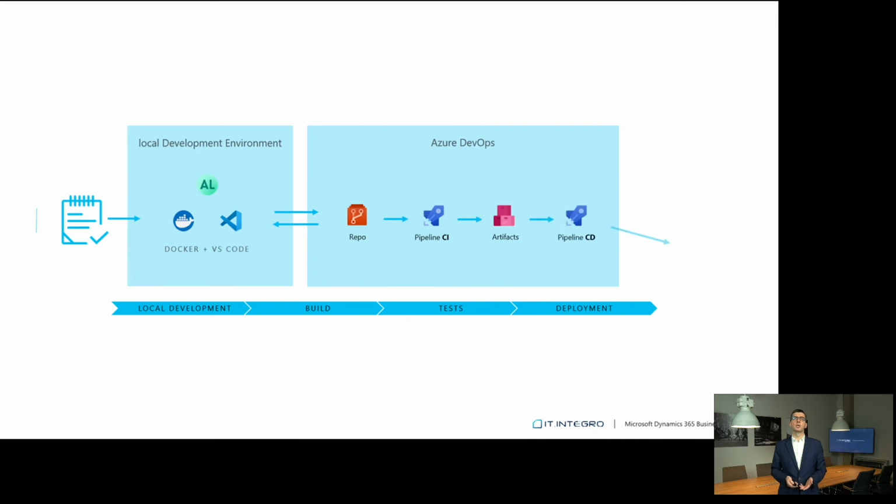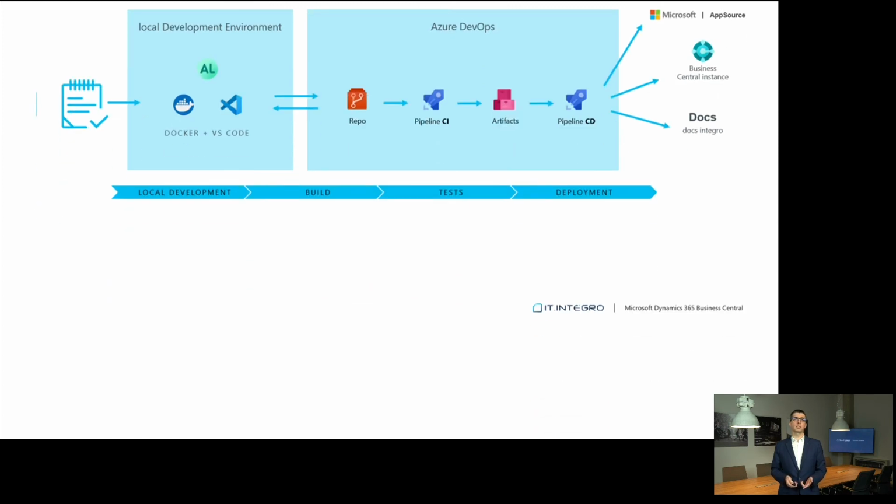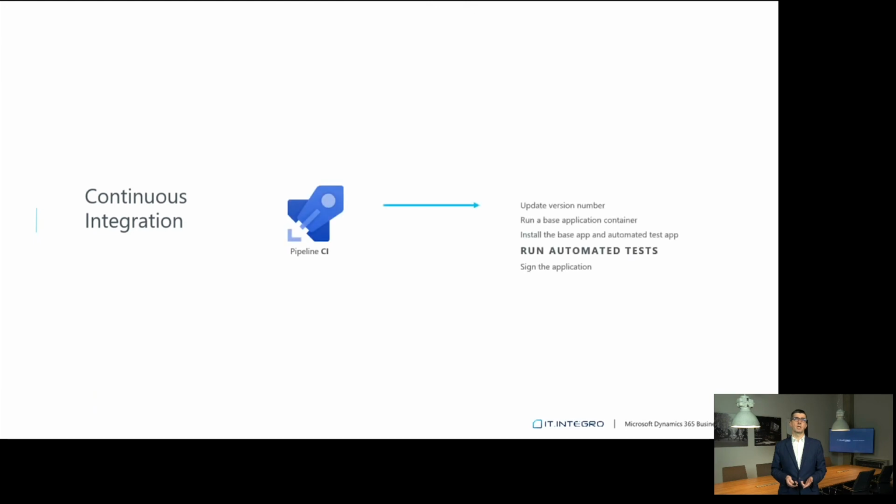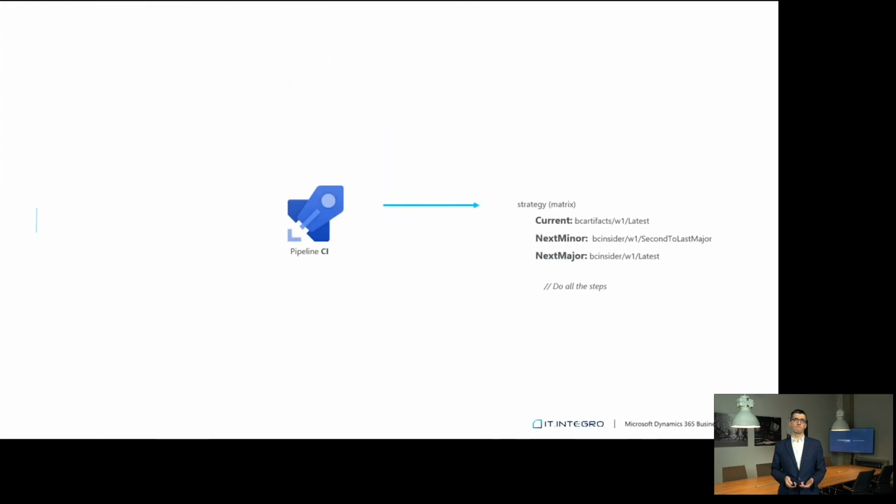Let's go back to the application development process and focus on the CI pipeline. What does the CI pipeline do? It looks like this. Its main task is to build an application: compilation, installation on a container, and running tests. As I mentioned, we use automated tests and try to cover as many real cases as possible. If we take a closer look at this step, we can see a piece of code like this.